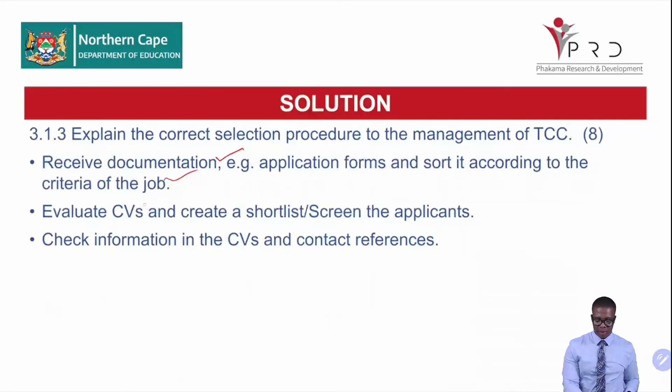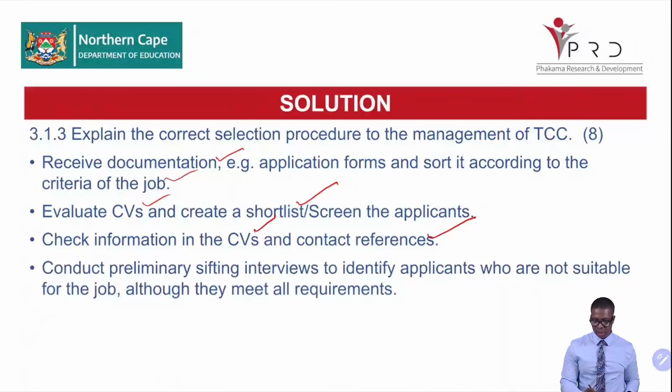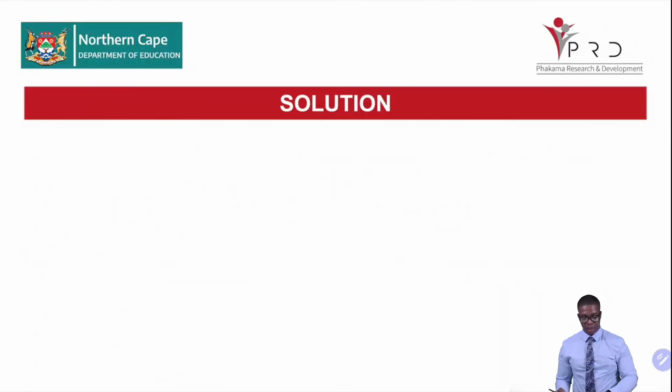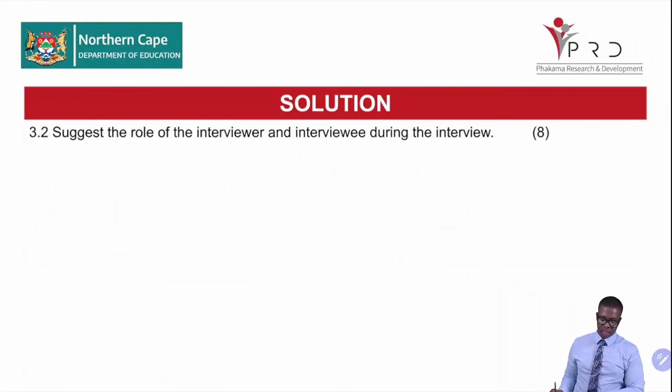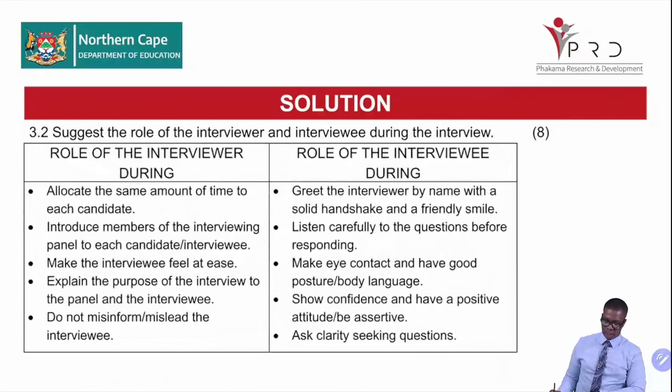Then they evaluate CVs and create a short list. Then another one, they check information on the CVs and contact references. Then another one is they conduct preliminary sifting interviews to identify applicants who are not suitable for the job, although they meet the requirements. Then we move to the role of the interviewer and interviewee during the interview.